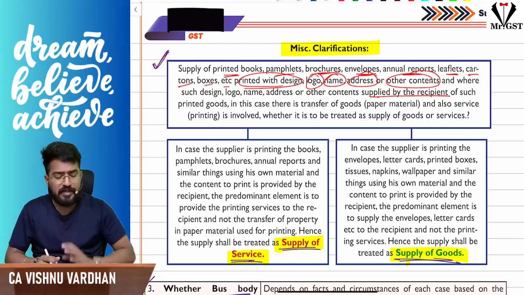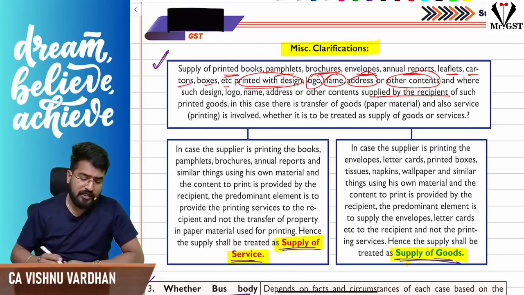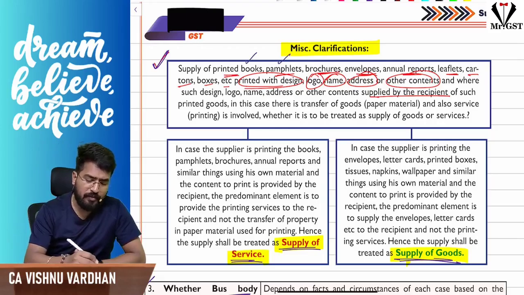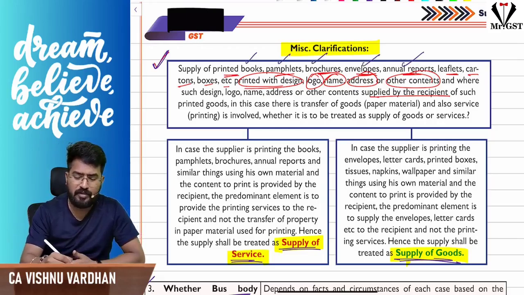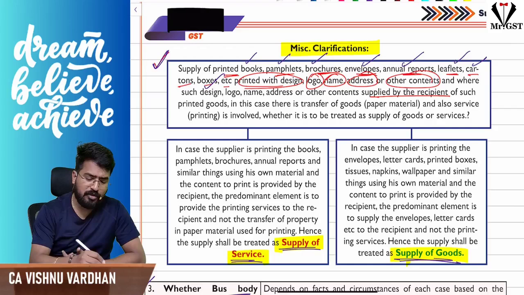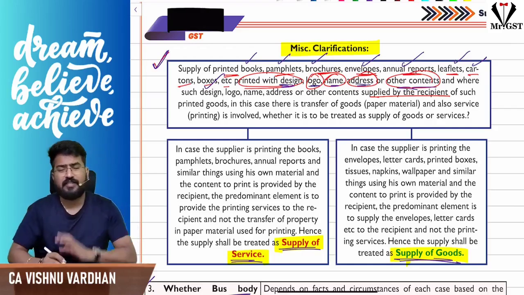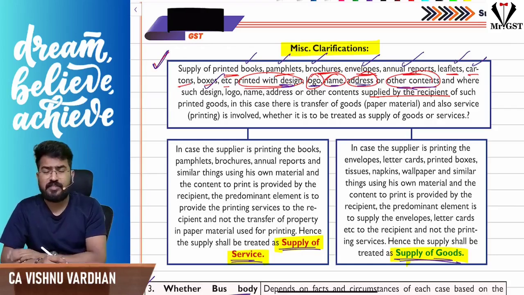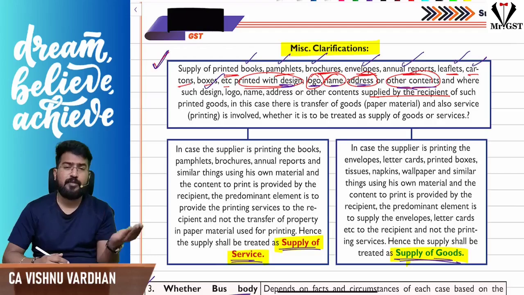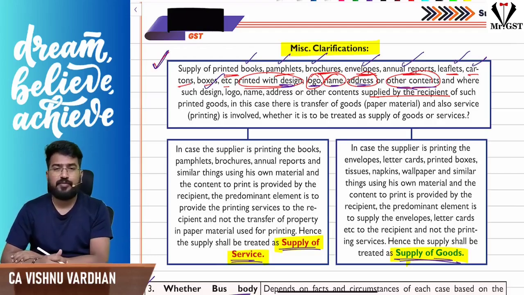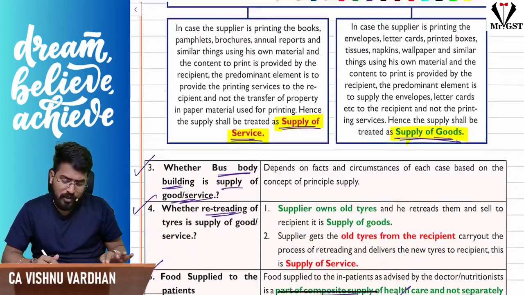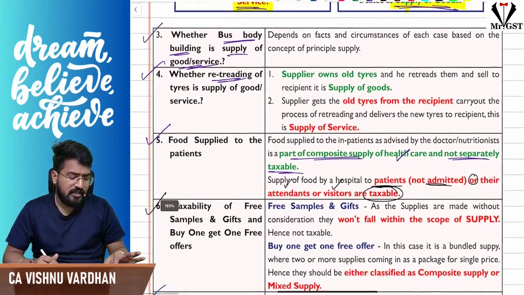Clear? So printing anytime when you are getting certain things printed on like books or pamphlets or brochures or envelopes or annual reports or leaflets or cartons, boxes, etc., where it is printed with a design, logo, name, address, or other contents. In such cases, is it goods or service? That depends upon actually what is the circumstance. Okay, so that way it can be supply of service also, supply of goods also. Now coming to other clarifications.